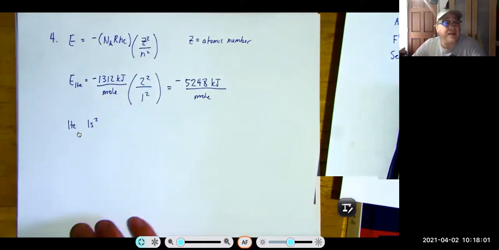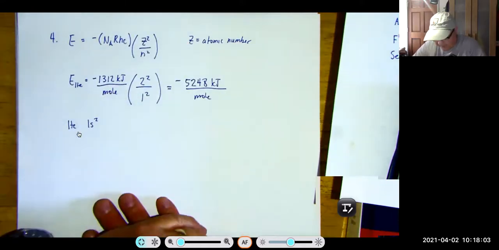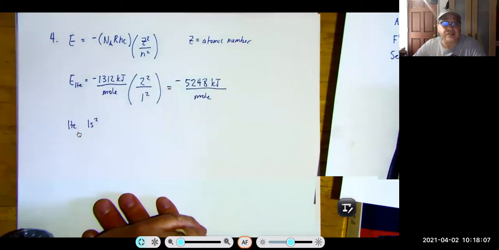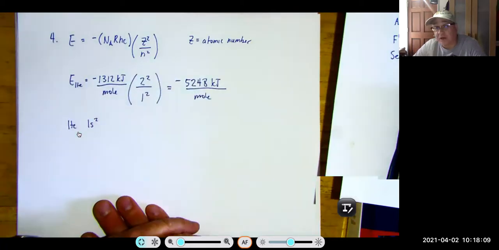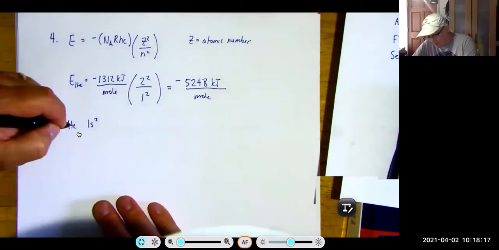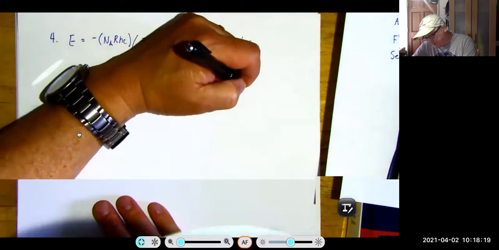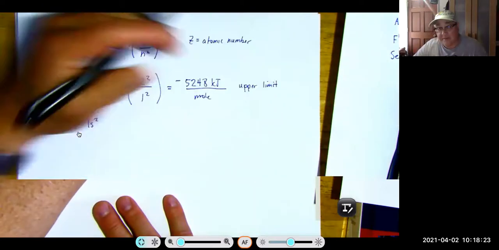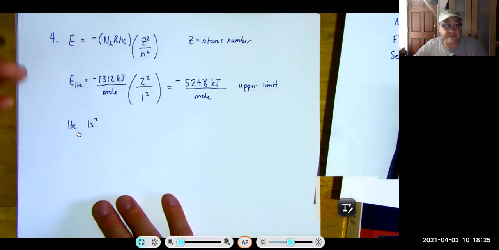If we compare that to hydrogen, we can see that it takes a lot more energy. Because for hydrogen, Z would be 1, n would be 1, and it would be minus 1,312. So this would be the upper limit. And when they say upper limit, they mean the most negative.